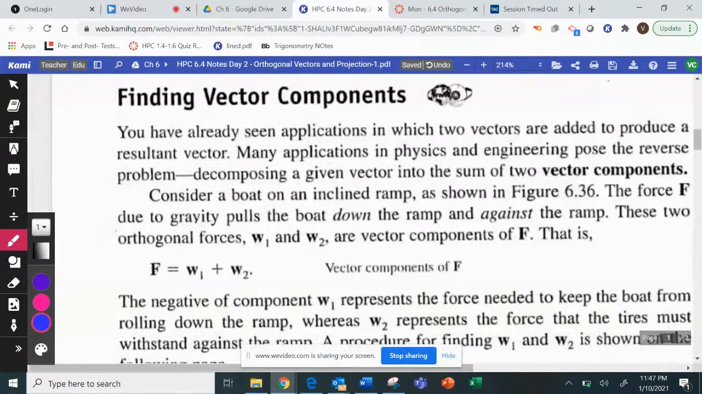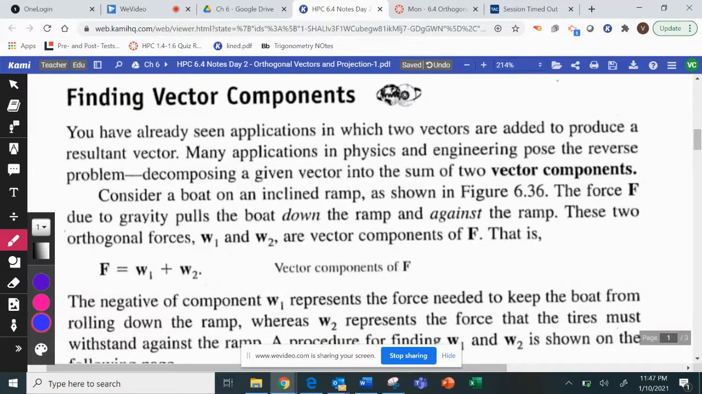Okay, finding vector components. So we've already seen applications in which 2 vectors are added to produce a resultant vector. Many applications in physics and engineering pose the reverse problem, needing to decompose a given vector into the sum of 2 vector components.